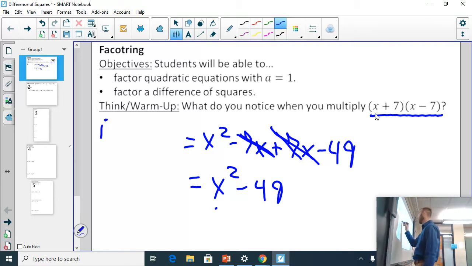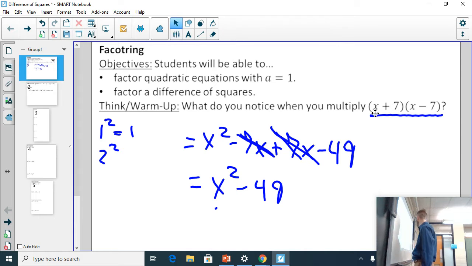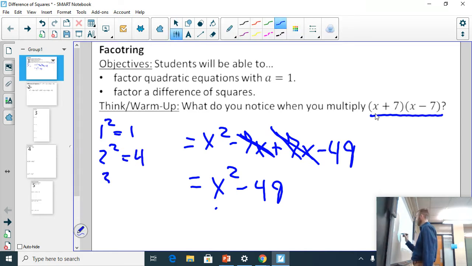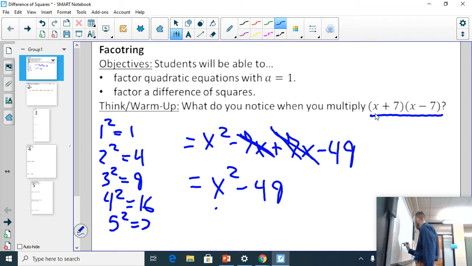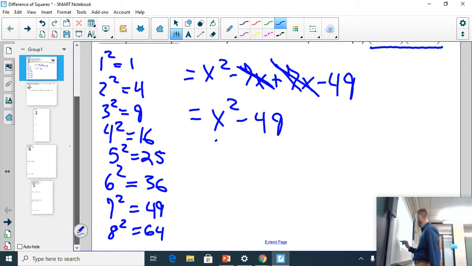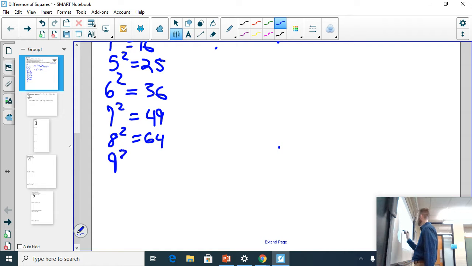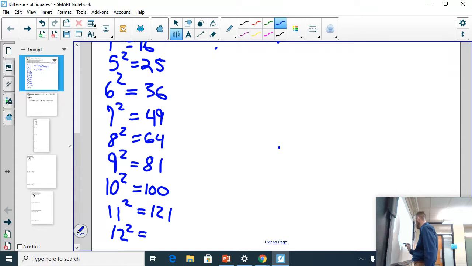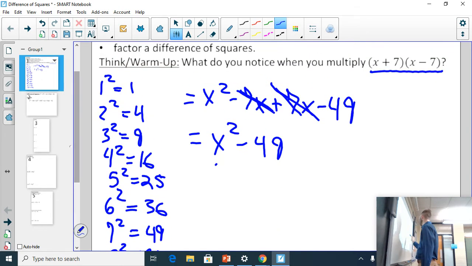Your perfect squares are 1 squared is 1, 2 squared is 4, 3 squared is 9, 4 squared is 16, 5 squared is 25, 6 squared is 36, 7 squared is 49, 8 squared is 64, 9 squared is 81, 10 squared, 10 times 10 is 100, and if we're getting up there, 11 squared is 121, and 12 squared is 144.